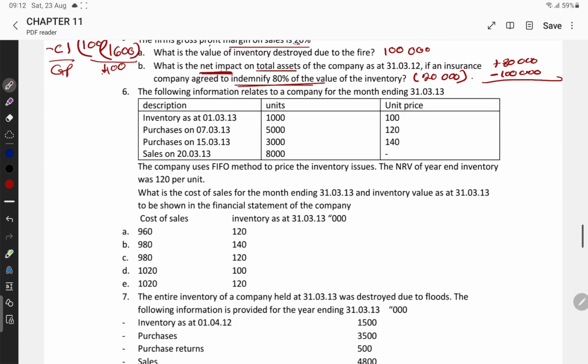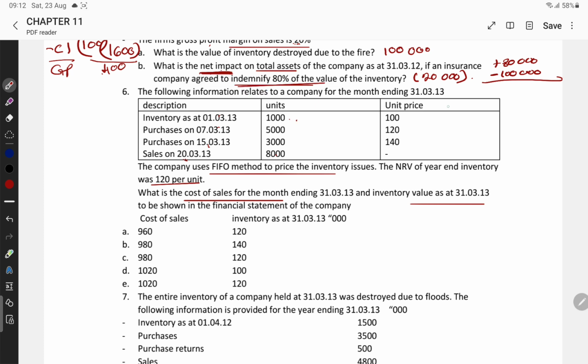Okay, the following information relates to a company for the month ending 31st of March 2013. The company uses FIFO method to price the inventory issues. NRV of year-end inventory is 120 per unit. What is the cost of sales for the month ending and inventory value as at 31st of March? So let's see. So on 1st, 7th, 15th, then after all these purchases only on 20th they have sold 8,000 units. So first and foremost these 1,000 units has gone.